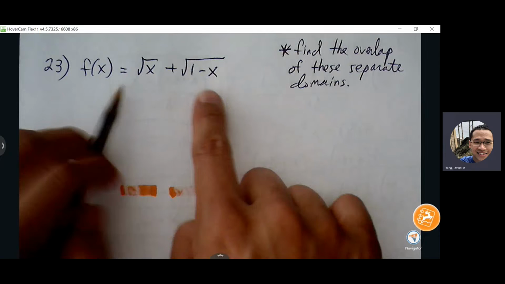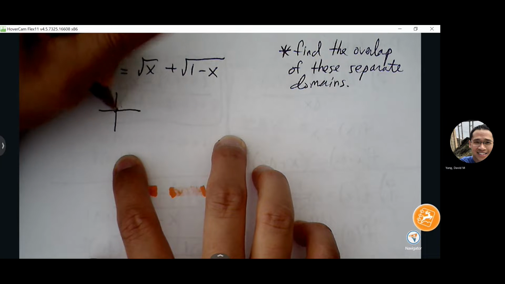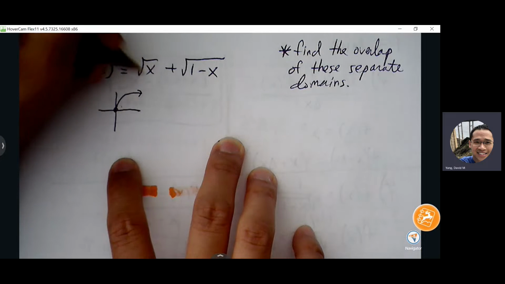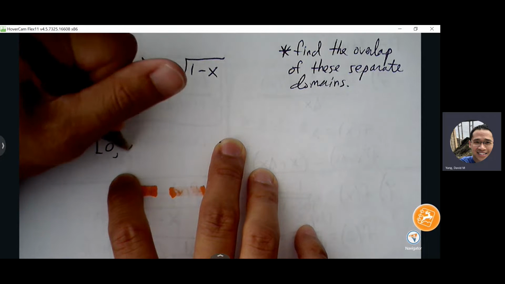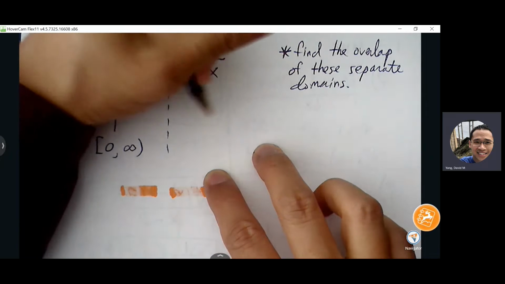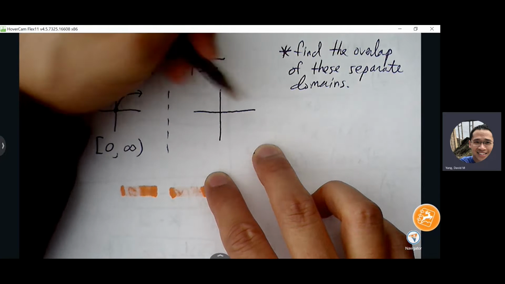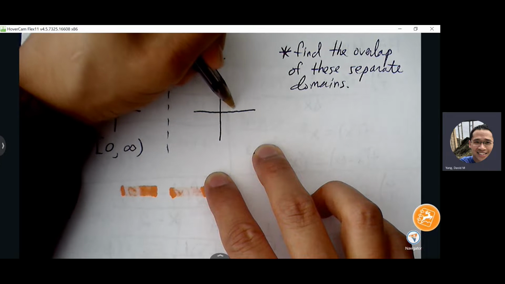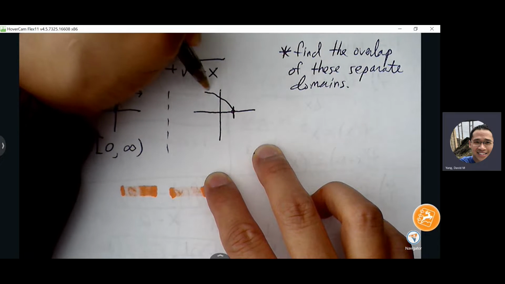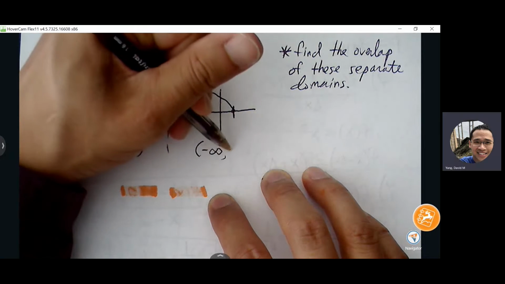So I want to talk about each of these functions individually. The square root of x looks like this. We know the domain for this first term is 0 to infinity. We know the square root of 1 minus x is going to shift over, with an x-intercept of 1, but it's going to open to the left because that negative is going to force it this way. And this has a domain from negative infinity to 1.